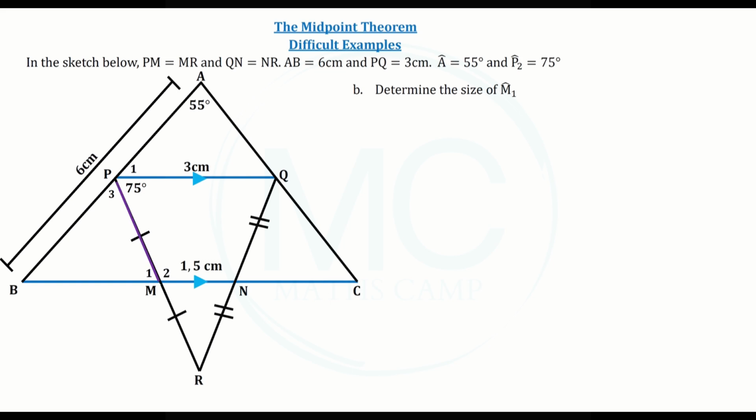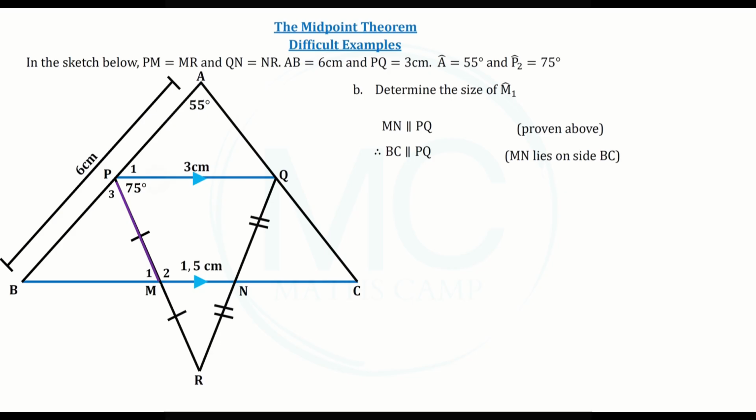So let's make some notes. We know that MN is parallel to PQ. We've already proven this. So as our reason, we say proven above. Therefore, we also know that the longer line BC is also parallel to PQ. And as our reason, we say MN lies on side BC.